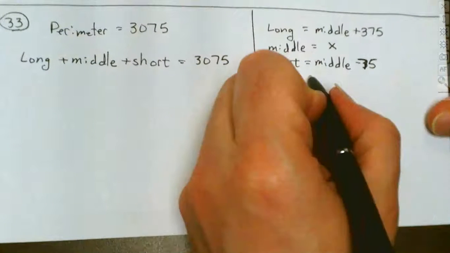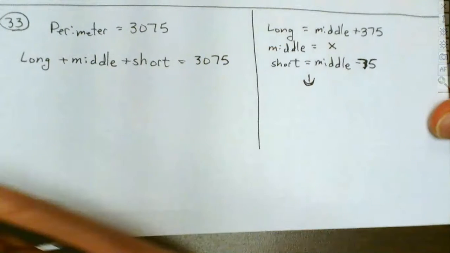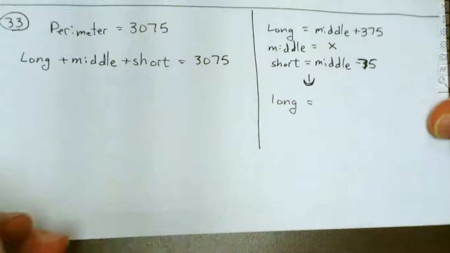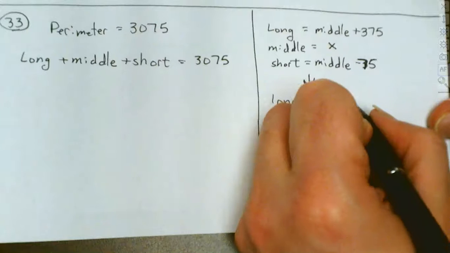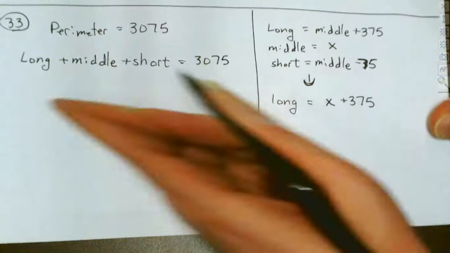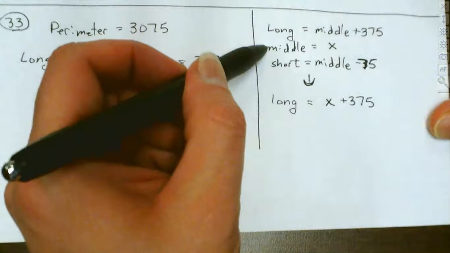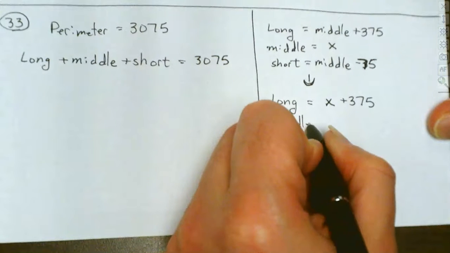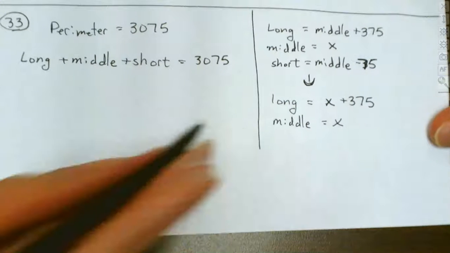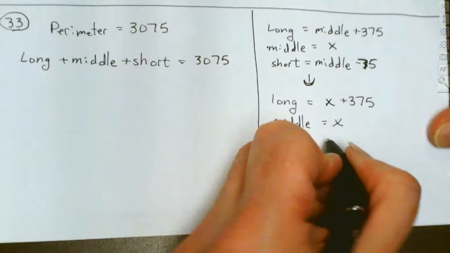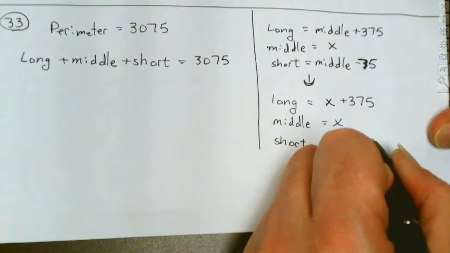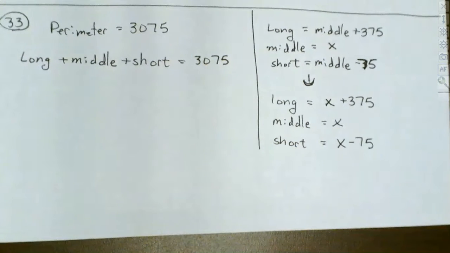Now we can rewrite this all in terms of x. So now we can rewrite this as the longest side is going to be x, because that's the middle, plus 375. Because remember, we called the middle x. So that comes here. The middle side, again, is simply x. And the short side is the middle minus 75. So that's going to be x minus 75. So is everyone okay with how we dimension it all out?